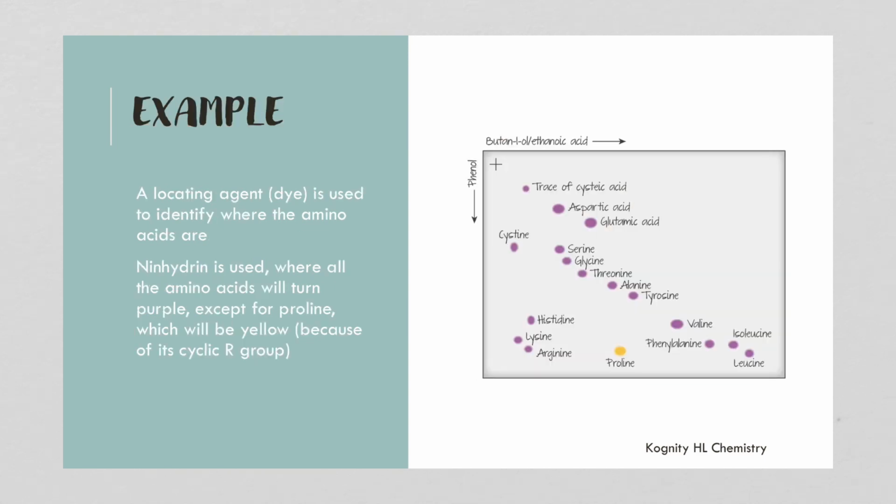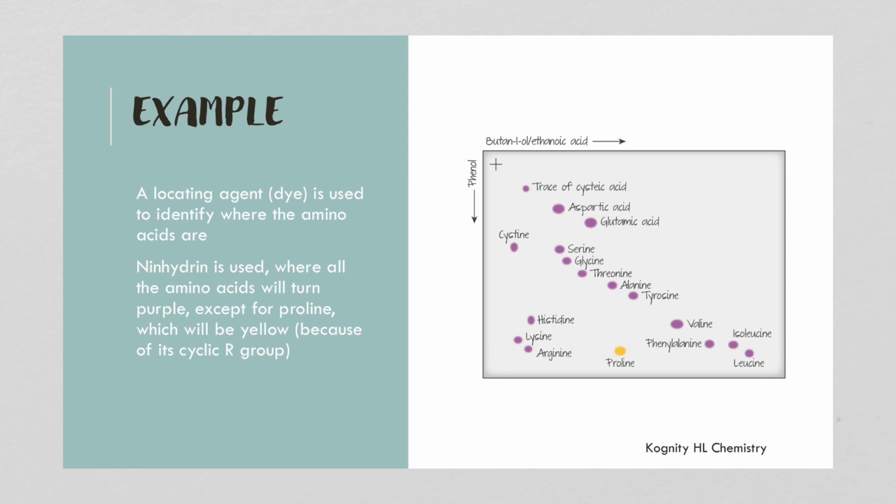So in this example from our textbook, there were 2 different solvents that were used. Butanol ethanoic acid was the first one, and then phenol was the other one. You actually had to add a locating agent, which is also known as a dye, to identify where the amino acids were, because they don't have specific colors. The dye that was used was ninhydrin. All of the amino acids will stain purple in the presence of ninhydrin, except for proline. So the yellow dot you'll know is proline because of its cyclic R group.